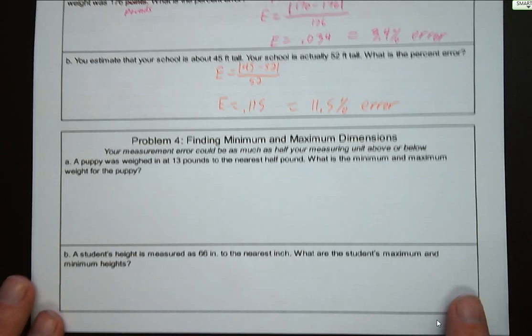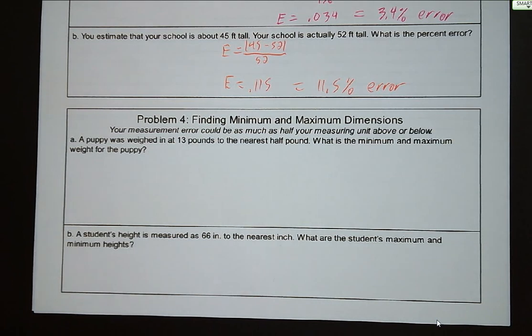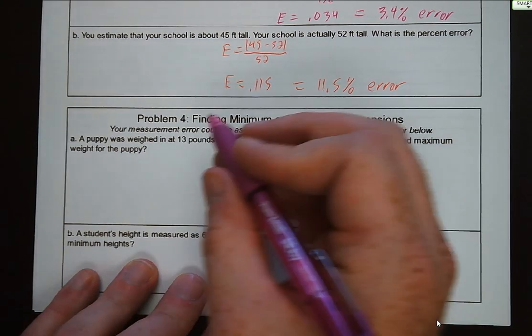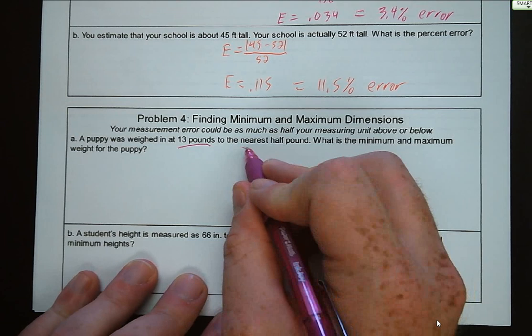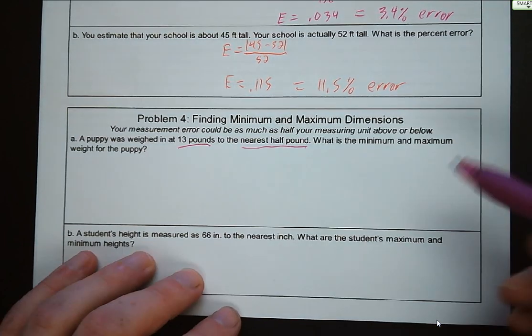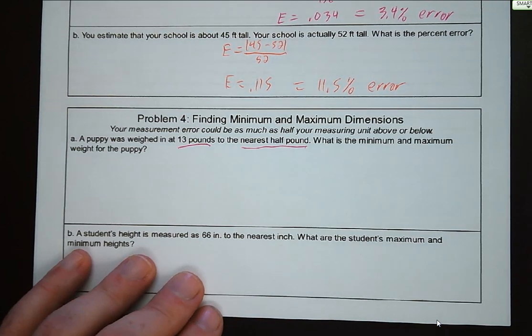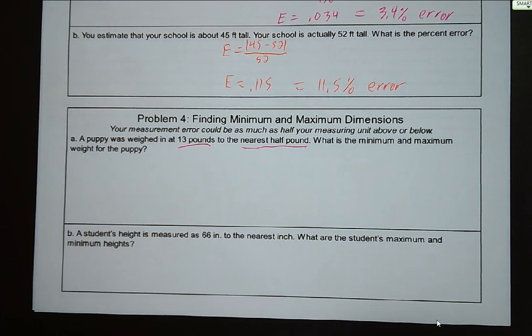Okay. Lastly, problem 4, finding minimum and maximum dimensions. And what we're told is that your measurement error could be as much as half of the measuring unit above or below. So you could be off by as much as half the unit. If you're off by more than half a unit, you're not a very good measurer. All right, so a puppy is weighed in at 13 pounds to the nearest half pound. We want to know the minimum and maximum weight for that puppy. So it could be somewhere up to a half a pound off of its value.